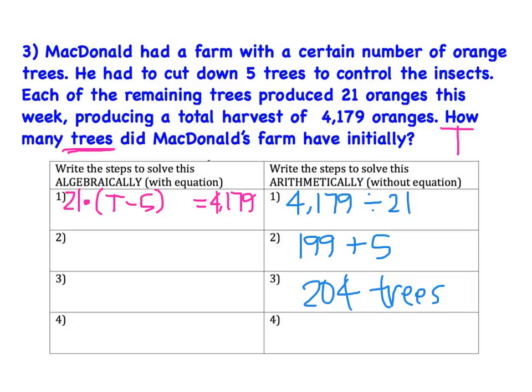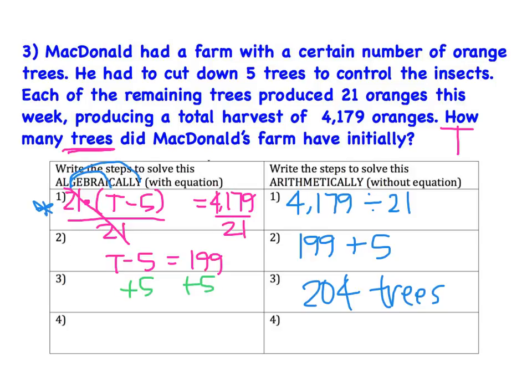So, even though we've learned when we see equations that look like this, we can use the distributive property, 21 times t plus 21 times negative 5. Another method would be to divide both sides by 21, because when we have a factor of 21 on the top and the bottom, they cancel out to make 1. So I'm left with one group of t minus 5, and that equals 199. Then I can add 5 to both sides to get t equals 204.